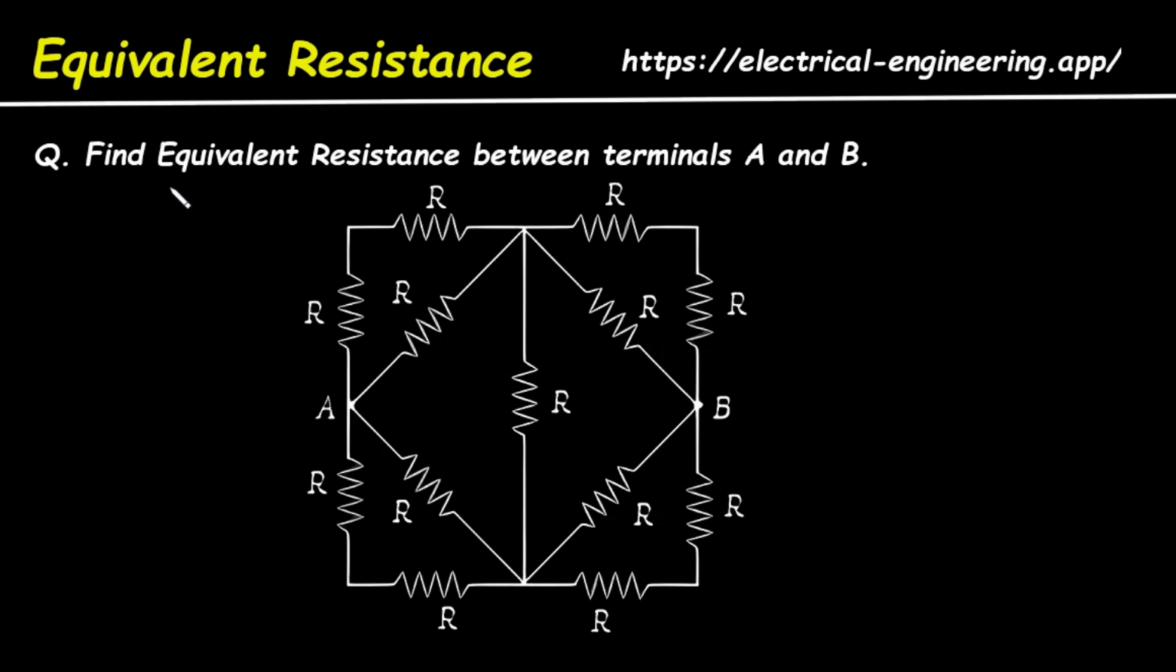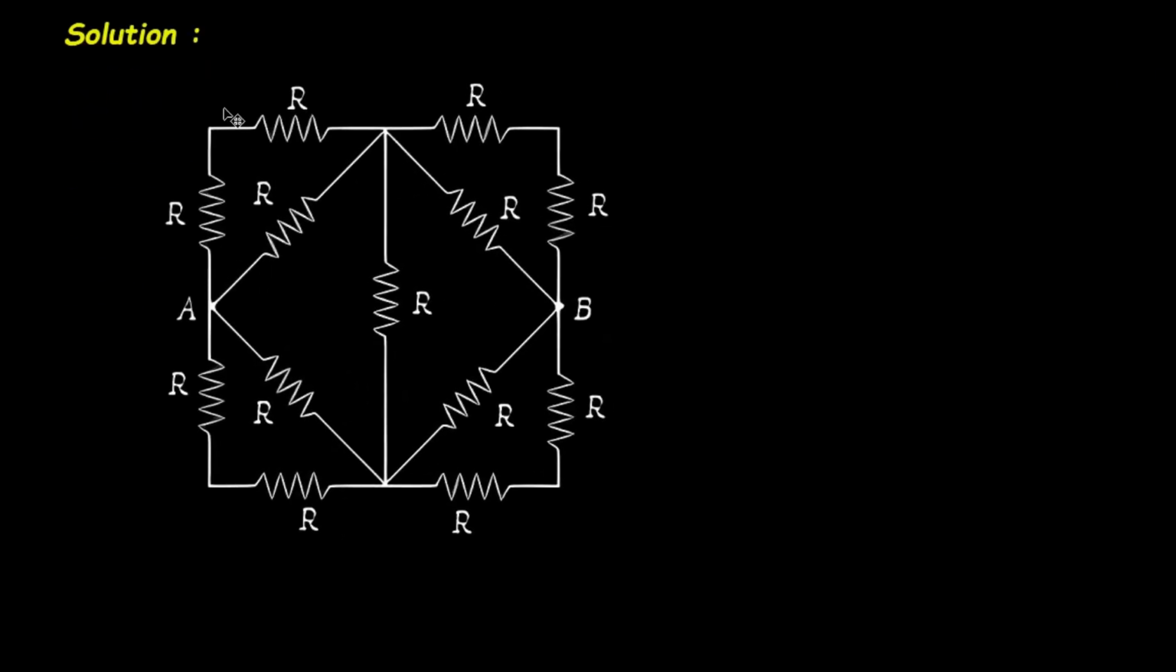Question: find equivalent resistance between terminals A and B. Now here for this circuit, we have to determine its equivalent resistance. Solution: first of all, we will take this circuit. Now here we have to determine the equivalent resistance between terminal A and B.